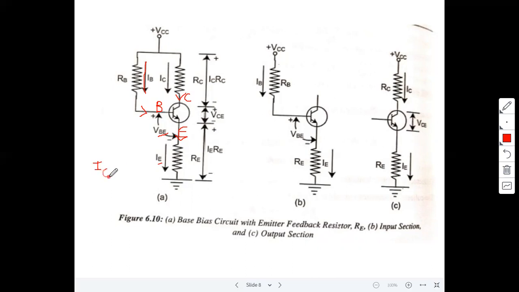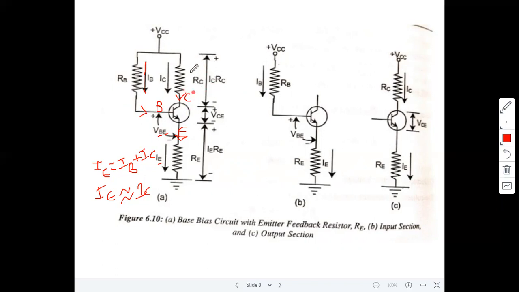What is the relation between the three currents here? IE is equal to IB plus IC. If we neglect the base current, then IE is approximately equal to IC. This is about the input section. Now coming to the output section.